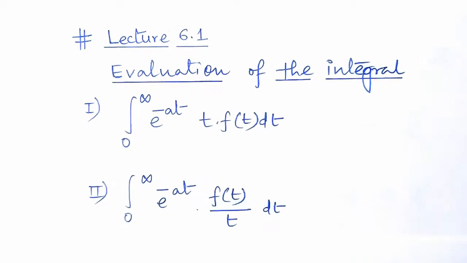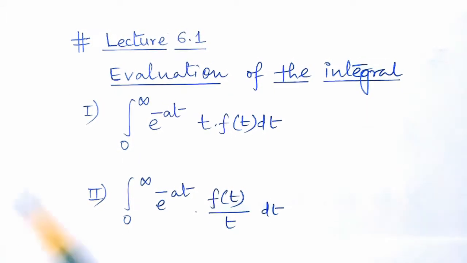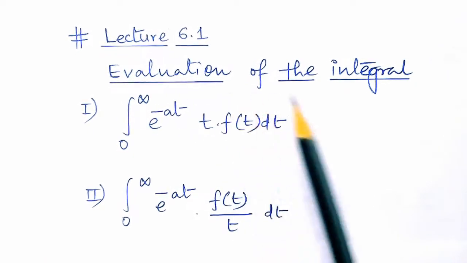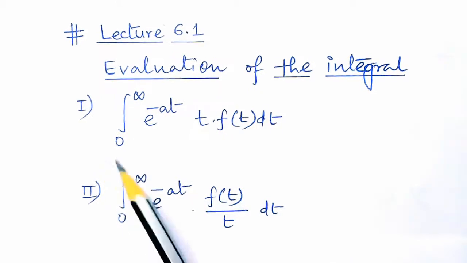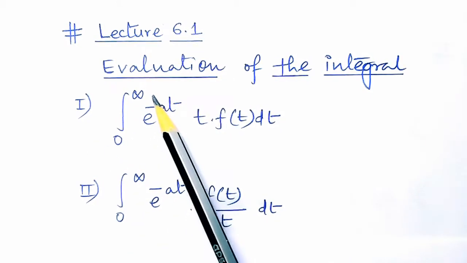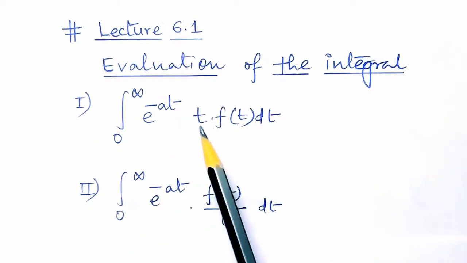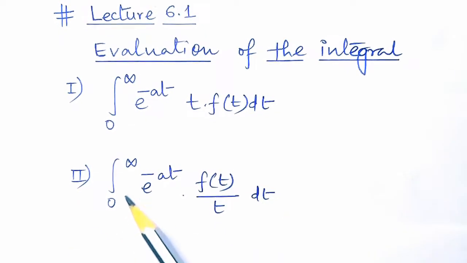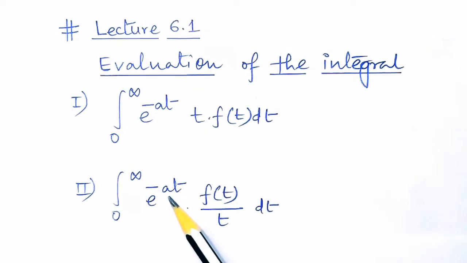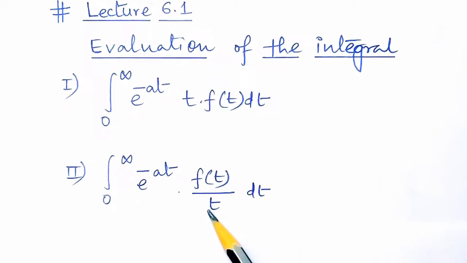Hello friends. In this lecture, we'll discuss the evaluation of integrals. Okay, so we have identified two types. One is the integral between 0 to infinity of e to the power of minus at, t f of t dt, and the second one is the integral between 0 to infinity of e to the power of minus at, f of t divided by t, dt.